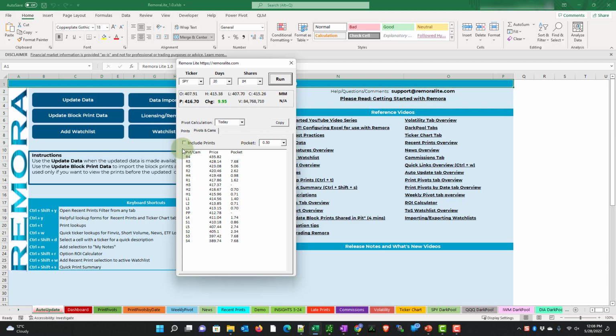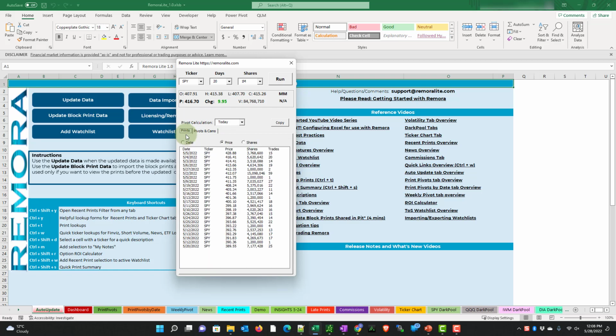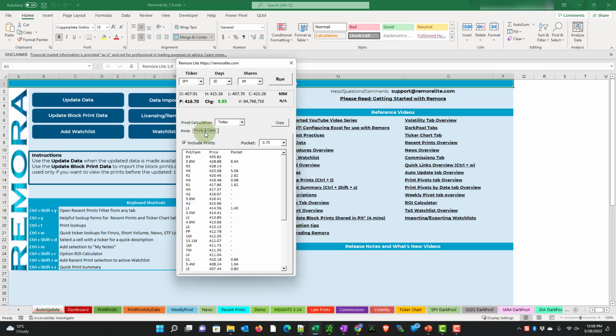We do have this option here of including prints. So I'm going to tick this, and for the SPY, since it trades quite widely, I'm going to choose a different pocket size. I'm going to go to 75 cents, and I'm going to choose Run. What this actually does here for us is it helps us map out our day trades. Because we have the pivots and the cams, and then all of the prints from this tab here are all included, sorted highest to lowest.